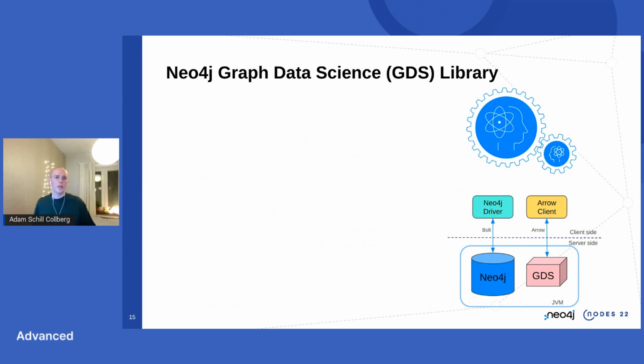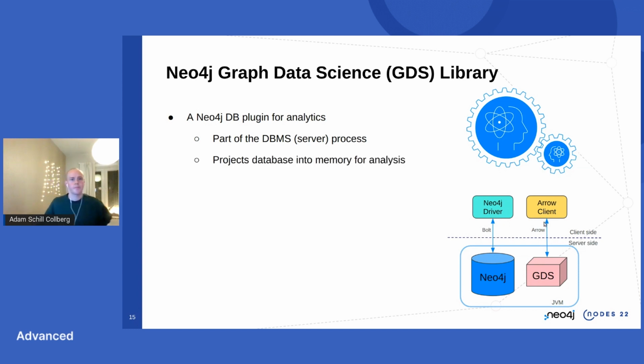So there is the library I work for, the Graph Data Science library at Neo4j. So what is it? It's a plugin to the database for doing analytics. It is part of the server process, as you can see here to the right. Neo4j is part of a JVM, and GDS, the plugin, is also part of that JVM. Then you communicate to it via Bolt or Arrow, as we'll soon see.